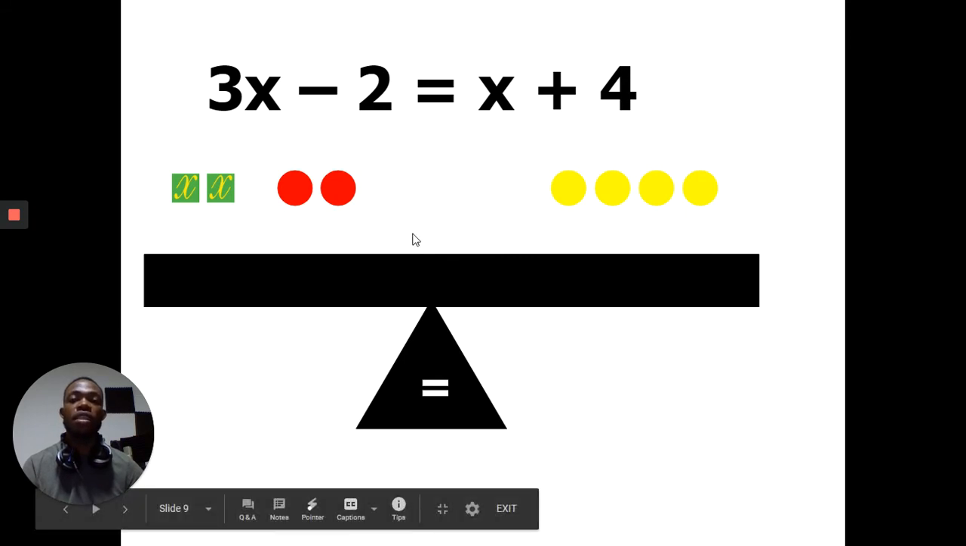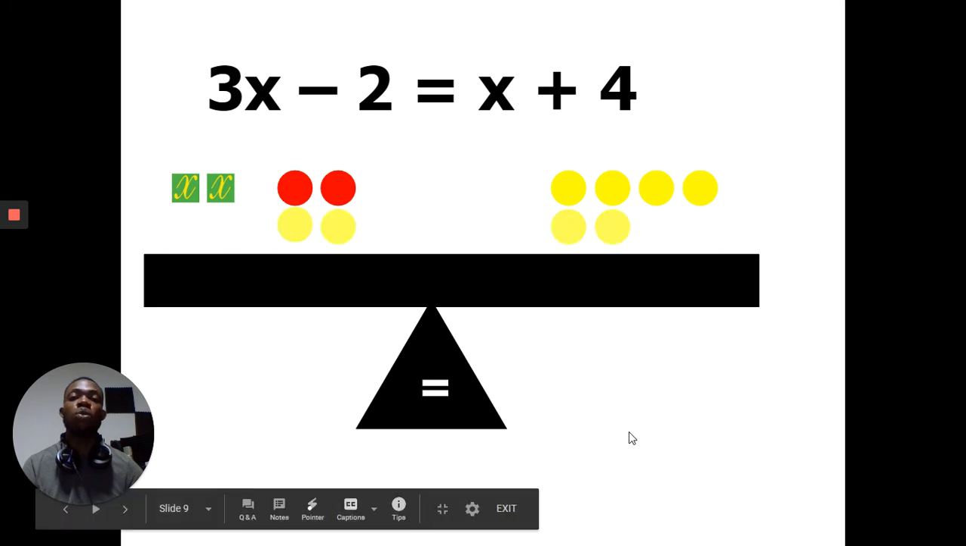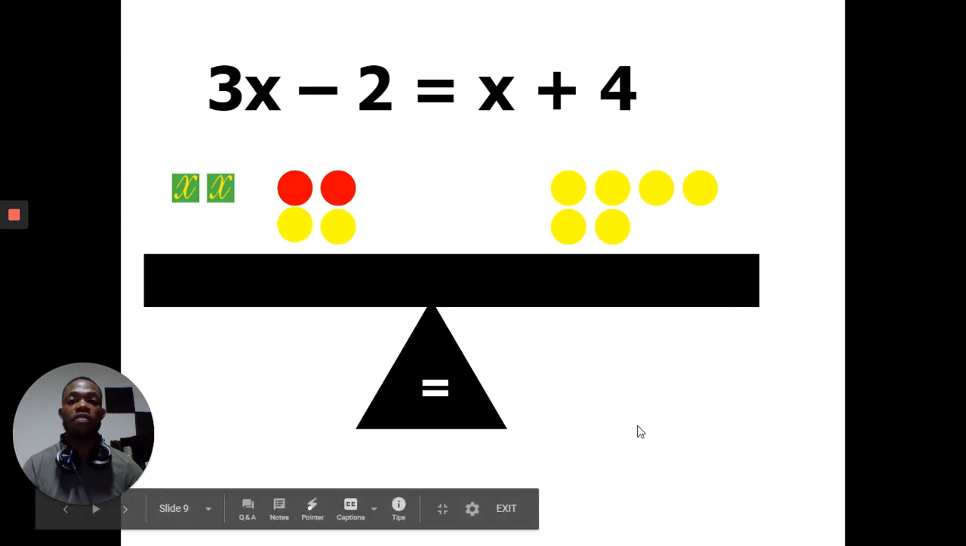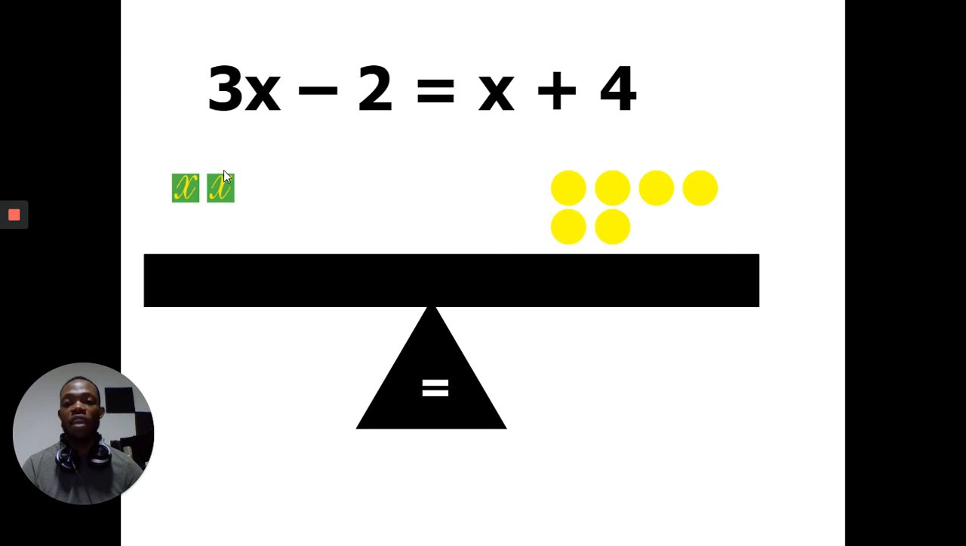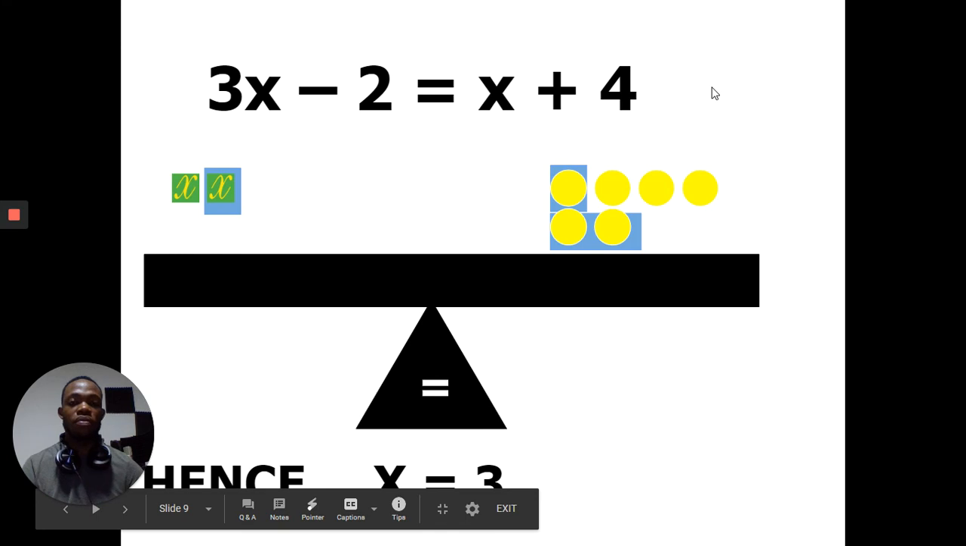So, to cancel this, we need to introduce two positives on both sides. Now, focus on the left, you'd realize that a positive cancels out a negative. Hence, I have 2x's equal to 6 positives. Now, to find the value of 1x simply means that we need to share my 6 positives equally among my 2x's. Hence, the value of x is 3.